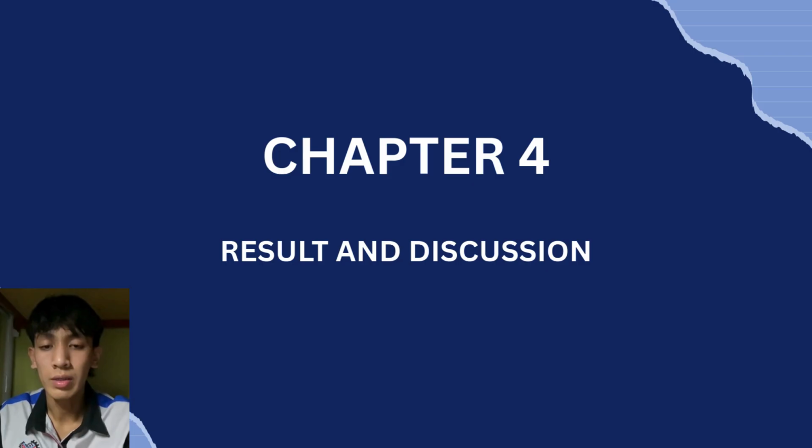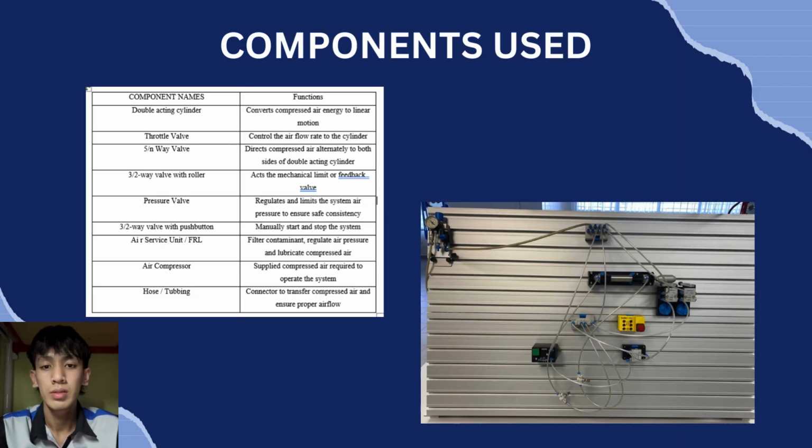For the chapter 4 result and discussion, I will discuss the results and also the components used. This slide shows the main components used in my pneumatic impact machine. Each component plays an important role to ensure the system operates safely and efficiently.